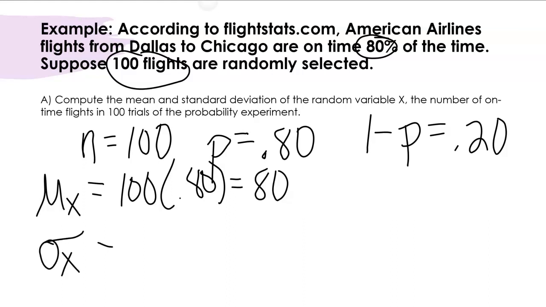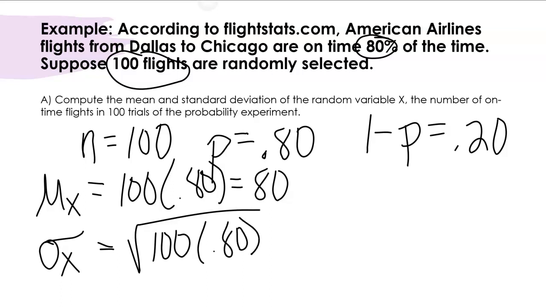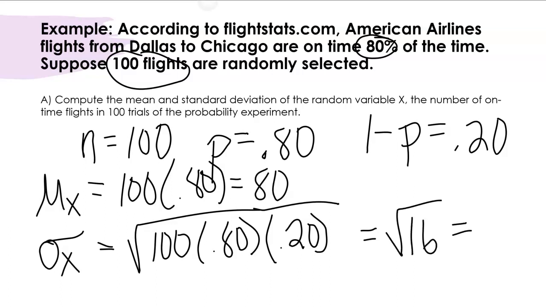So sigma of X is going to be equal to the square root of N, which is 100, times P, which is 0.80, times the probability of failure, which is 0.20, or 1 minus P. So if you multiply all that out, you end up getting 16 underneath the square root, and the square root of 16 is 4. So your standard deviation ends up being 4 flights, okay?